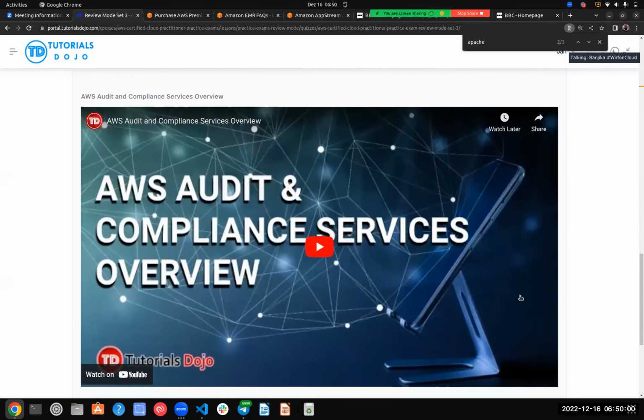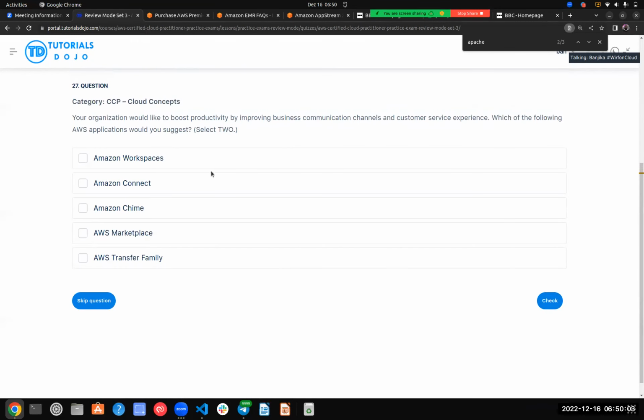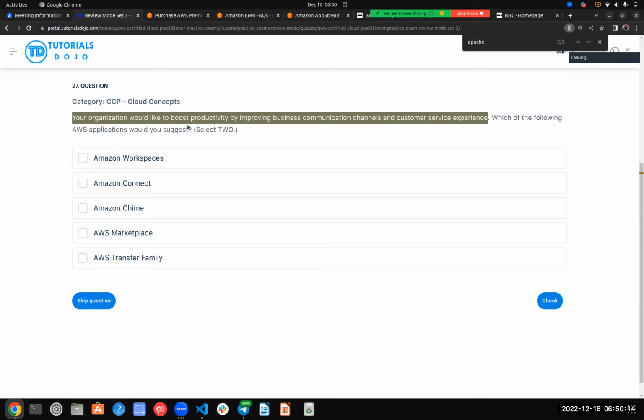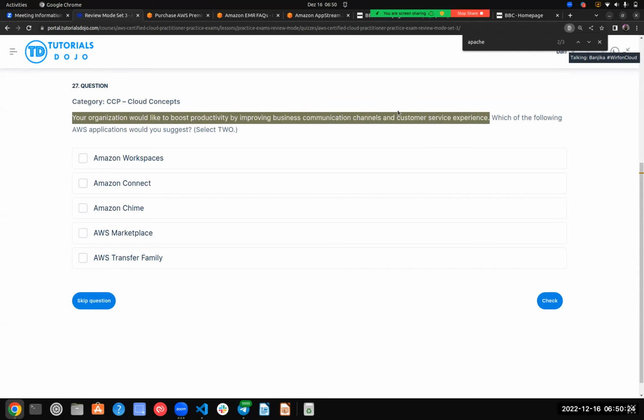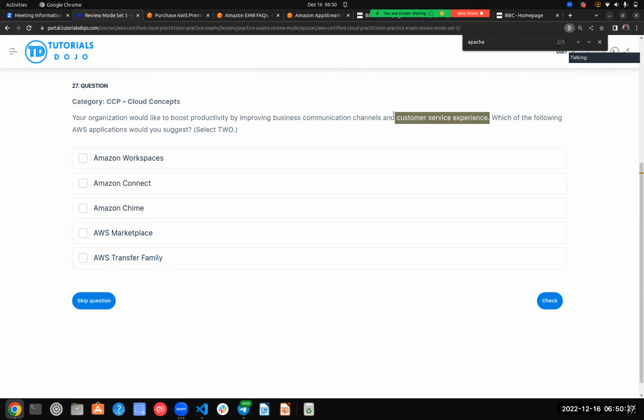Okay, I want us to finish by 55. Your organization would like to boost productivity by improving business communication channels and customer service experience. Which of the following AWS applications will you suggest? Select two. So they want to boost productivity by improving business communication channels and customer service experience. What applications will you suggest?